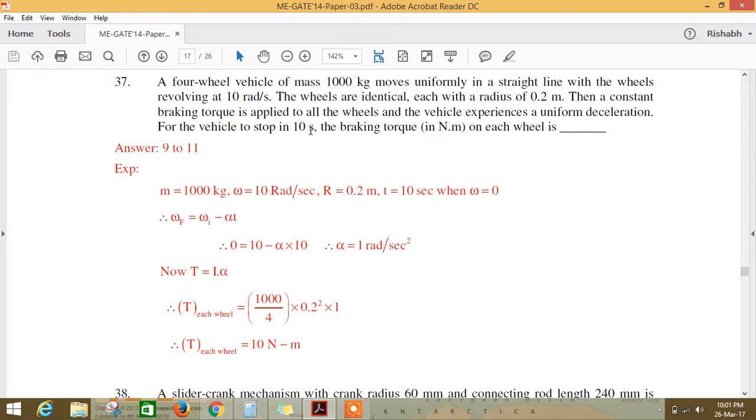We know time. As we know, v is equal to u plus at. In case of circular motion, we can write omega f is equal to omega i plus alpha t. Here I have written this in the second line. Omega f is 0 since the vehicle stops in 10 seconds, so we can easily find alpha is equal to 1 radian per second squared. Torque is I into alpha, and you will easily get 10 Newton meter.